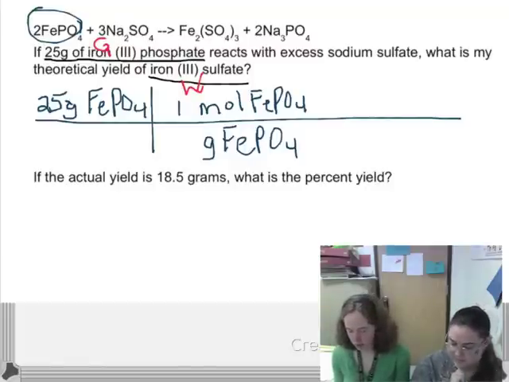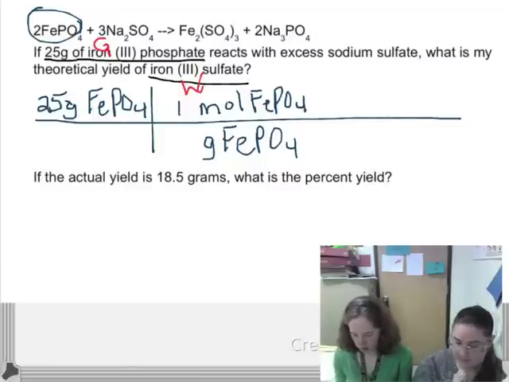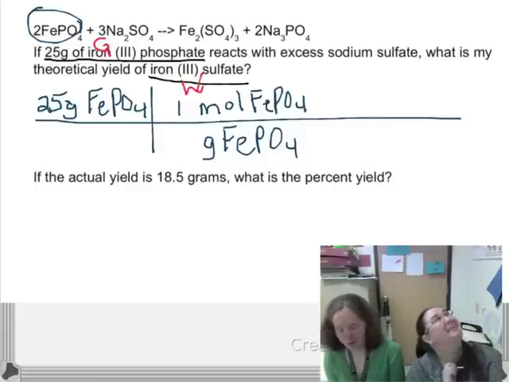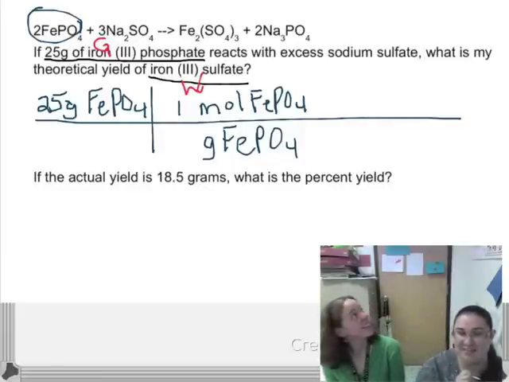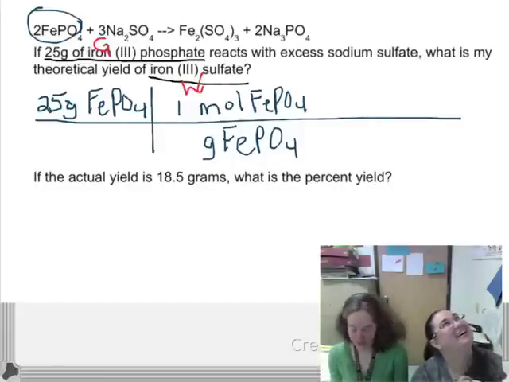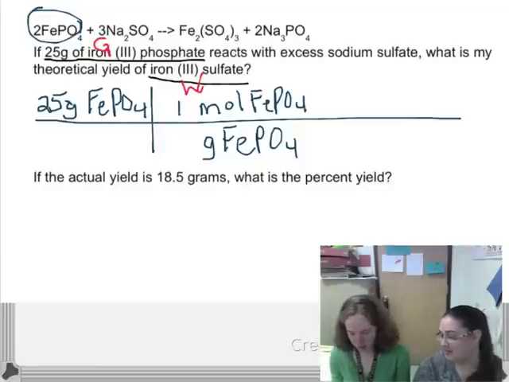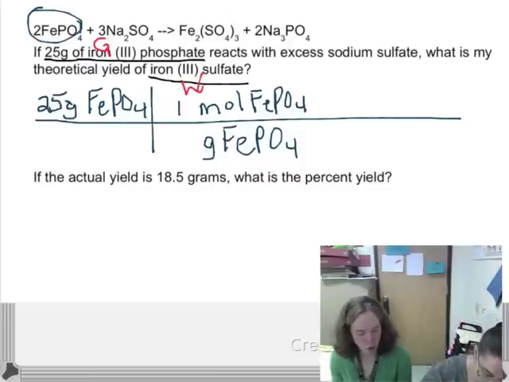So we're going to add up our iron, which should be 55.85, plus phosphorus, which is 30.97. That's convenient. Hey, I actually did remember iron, right? 30.97 plus how many oxygens? 4. 4 times 16. So our molar mass is going to be 150.82.